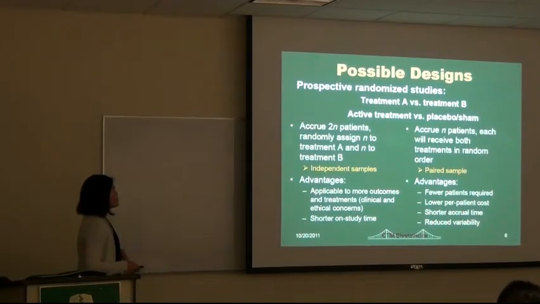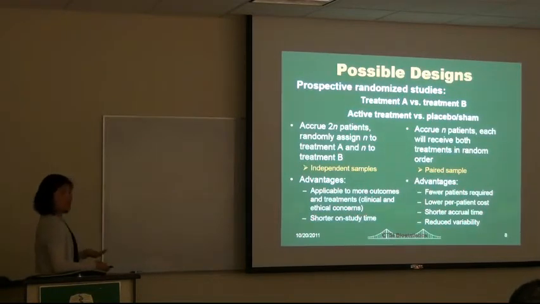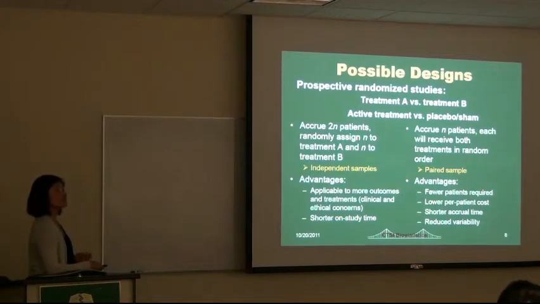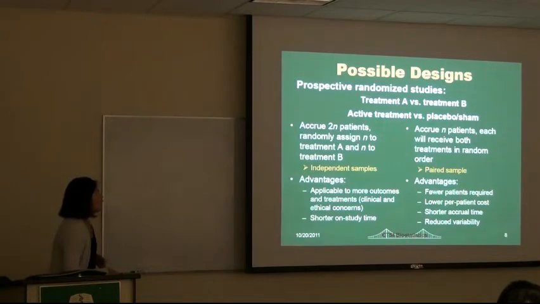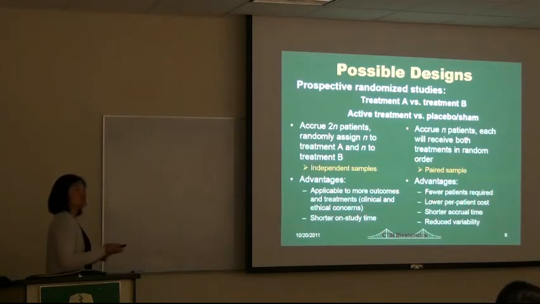So now if we look at the advantages of the pair sample design, you require fewer patients, right? Half of the number of patients in this case. So if per patient cost is a concern, this will cost you a lot less money because you only need to pay for half of the patients instead of 2 times n. And for pair design, you require shorter accrual time because you only need half of the number of patients. And this is a special concern if the disease is rare.